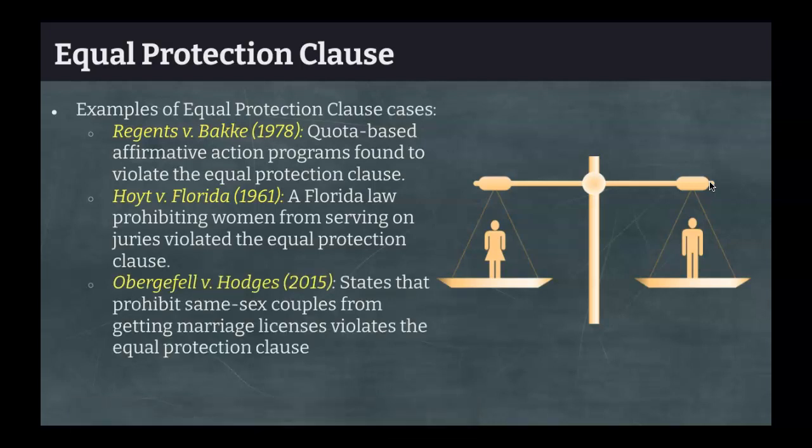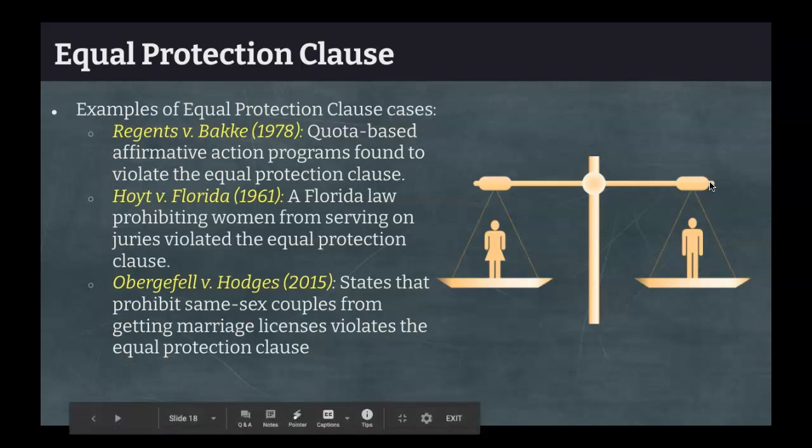And Obergefell versus Hodges in 2015, as recently as 2015, the Supreme Court found that prohibiting same-sex couples from getting a marriage license violated the Equal Protection Clause.